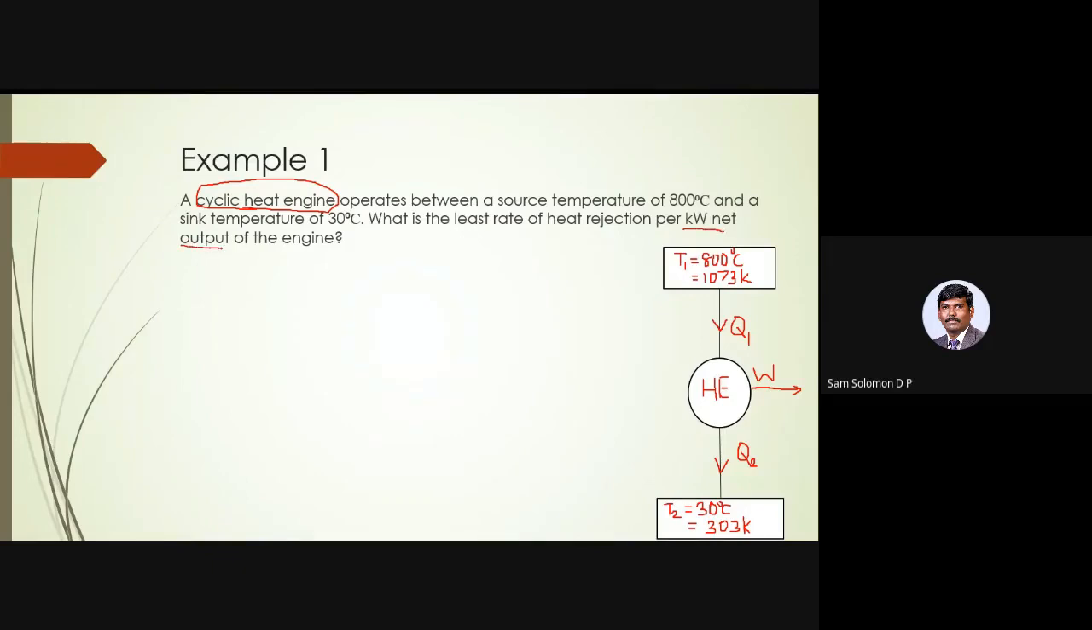And they have given you heat rejection per kilowatt net output. Net output is 1 kilowatt. So W happens to be 1 kilowatt. So your net work output is 1 kilowatt. That is what is given to us in the problem. So these are all the given details.